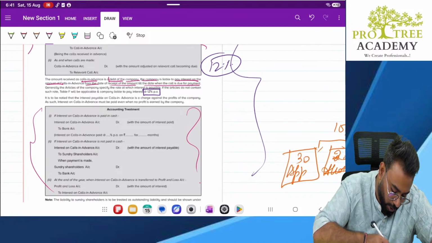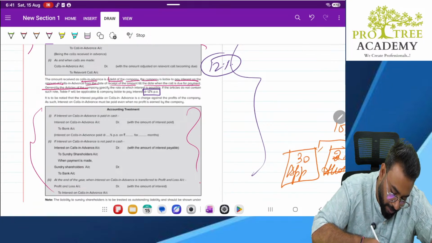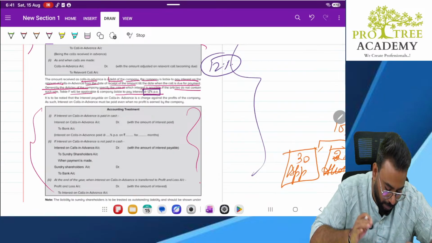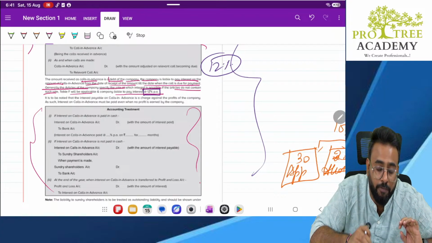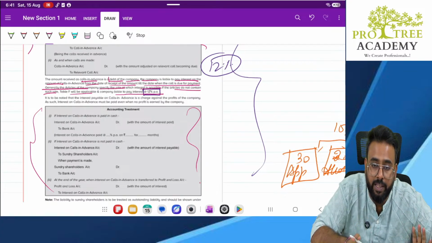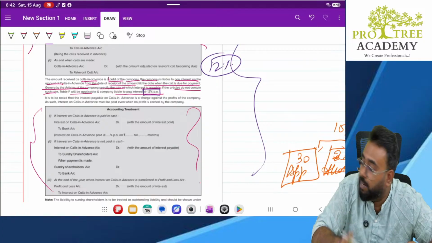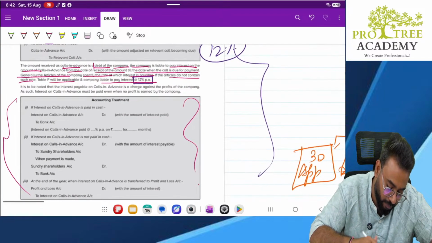Till the date when the call is due for payment. Generally, the articles of the company specify the rate at which interest is payable. If the articles do not contain such a rate, Table F will be applicable and the company is liable to pay 12% per annum. So they have to pay a minimum of 12%. If the articles of association don't say anything, then 12% per annum is the minimum which you need to pay. Clear? Okay.